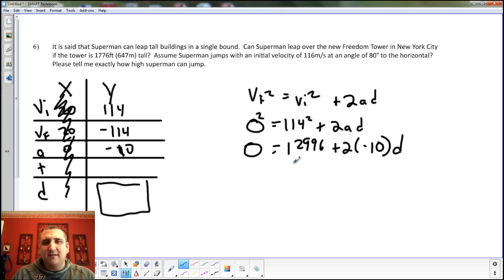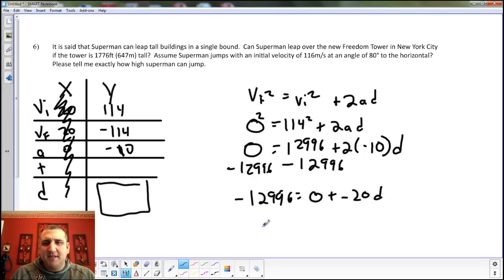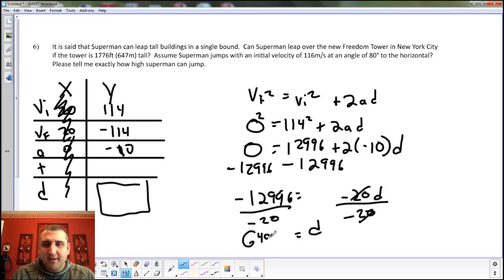Minus 12996. So negative 12996 equals 0 plus negative 20d. What I'm going to do is erase the 0. Now I can divide by the negative 20, so that'll leave me with d by itself. The negative 20s cancel out. I should end up with a displacement of 649.8 meters. So positive 649.8.